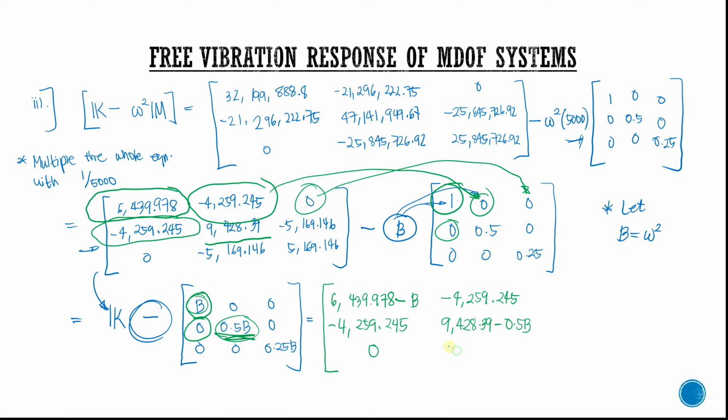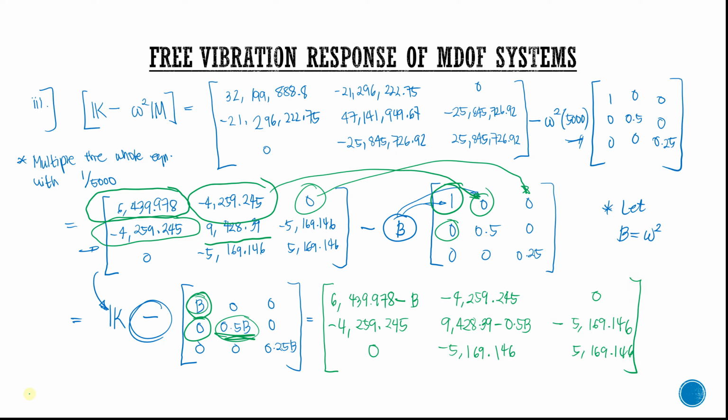And then we have negative 5,169.146. And then on the other side, we have 0 here and then negative 5,169.146 and a positive 5,169.146.